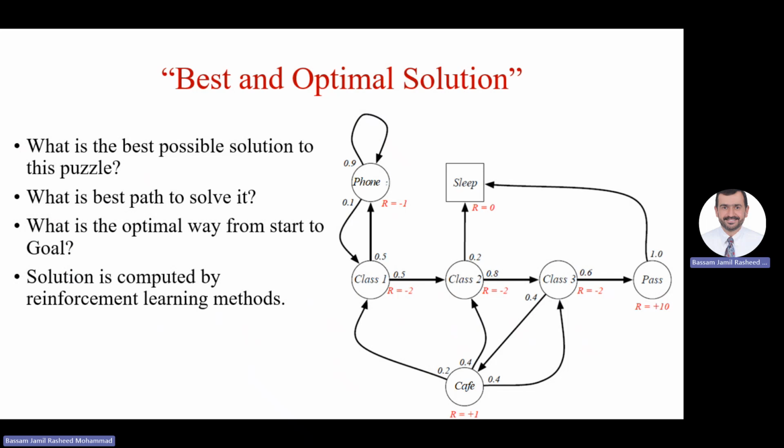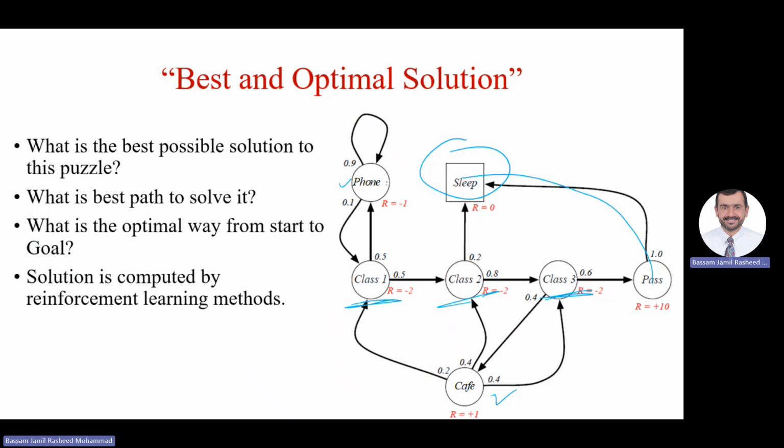So in this best optimum solution, this puzzle, what are the possible solutions? Here is an example that we use. Let's say you have a class where you have to take three classes, class one, class two and class three. Then you have to pass an exam and then you go to sleep. There are distractions in this process, and one distraction is the phone, and probably the cafeteria is another.